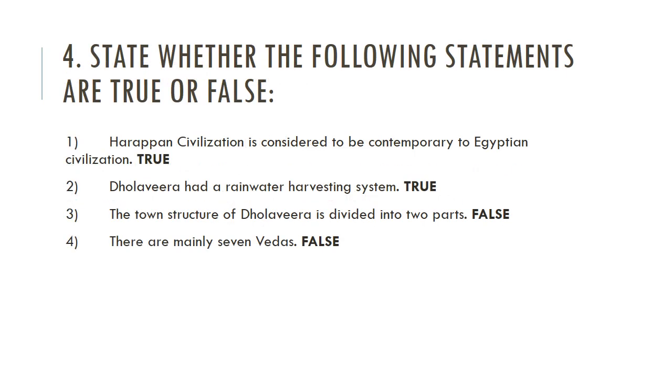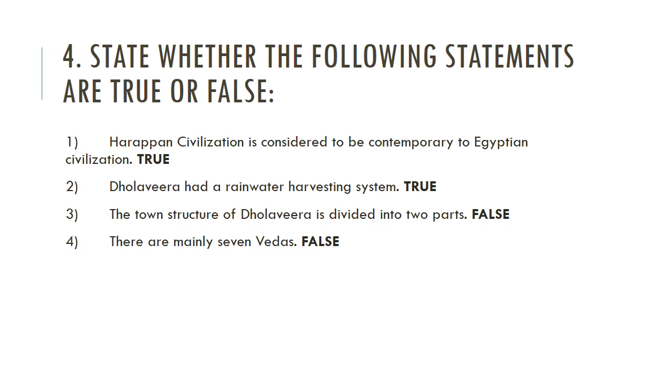Question 4. State whether the following statements are true or false. First one. Harappan civilization is considered to be contemporary to Egyptian civilization. Contemporary means during the same time, during the same period. So is Harappan civilization at the same time as Egyptian civilization?